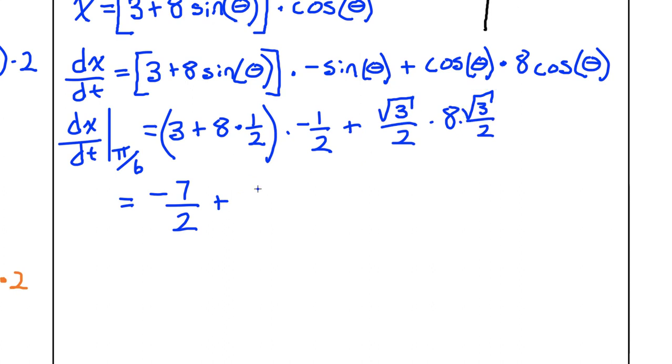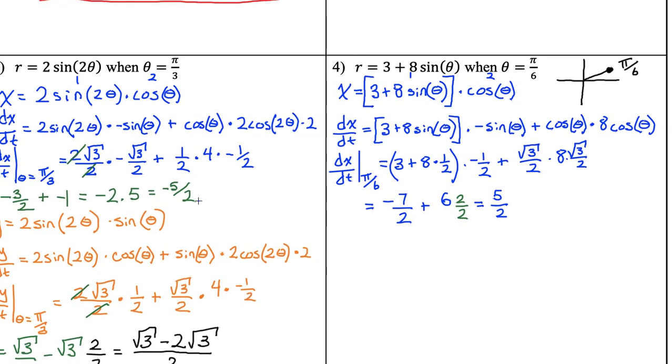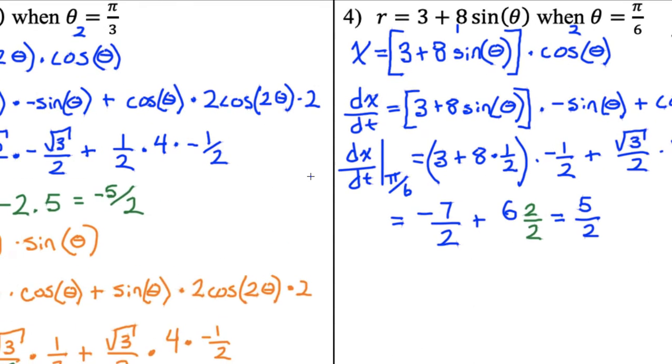And then, of course, I need common denominators, so I'm going to multiply this 6 by 2 over 2. 6 times 2 is 12. 12 minus 7 is 5. And the final answer here is 5/2. 5/2. That looks eerily familiar. I got negative 5/2 over here. Alright, that was the blue. That was finding x. Let's do it with y now.